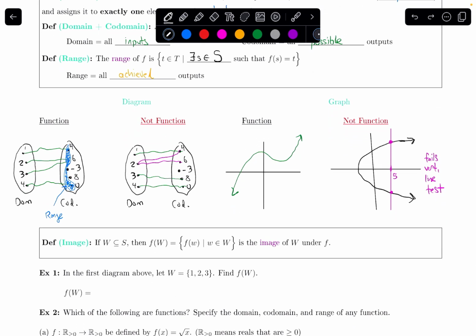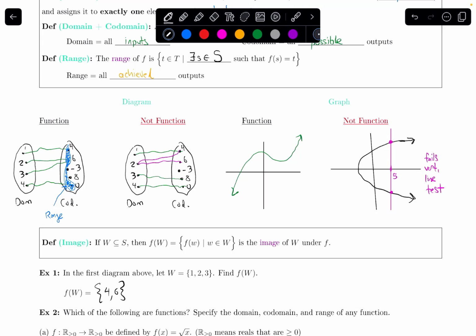So let's say that in the first diagram here, W is the set that has 1, 2, and 3 in it. So these 3 inputs in it. f(W), the image, consists of, well, what are the outputs of those 3 inputs? Well, the outputs of those 3 are just 4 and 6. And that's it.